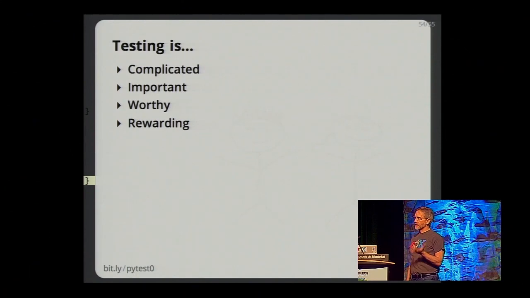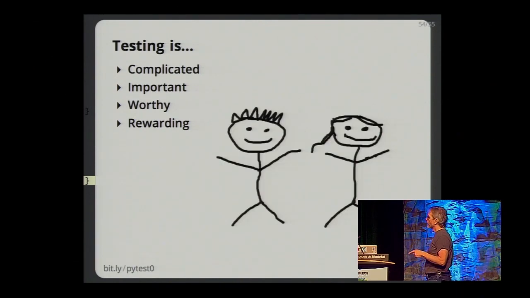We've learned that testing is complicated, it's important, but it's worthy, and it's rewarding. Remember the two developers we had at the beginning of the talk? We wanted them to be happy and confident. Here they are. These two original drawings were drawn by my 16-year-old son. If you think testing is hard, try getting a 16-year-old to draw you a third picture.